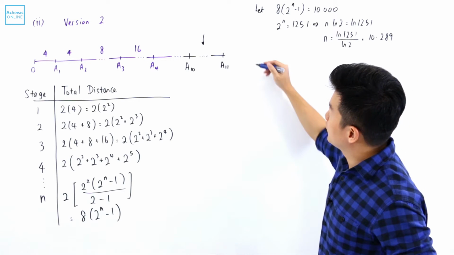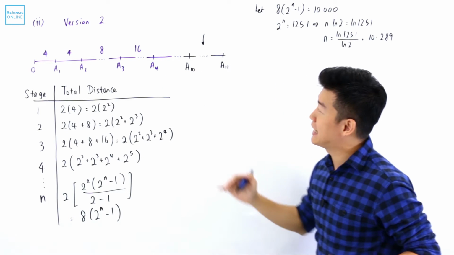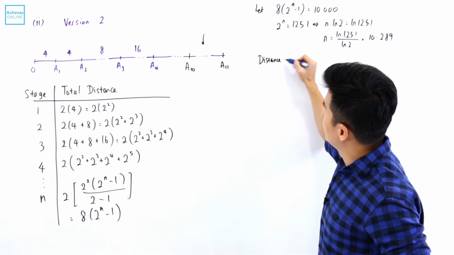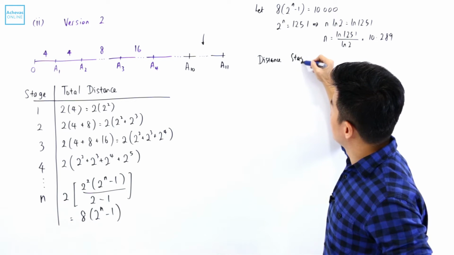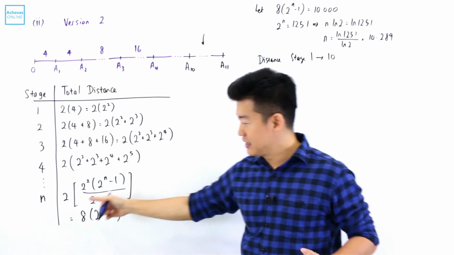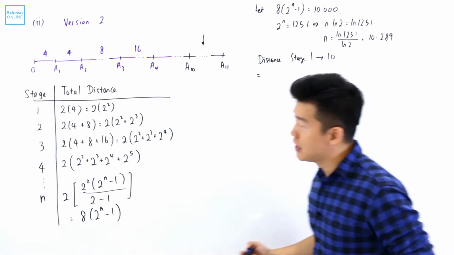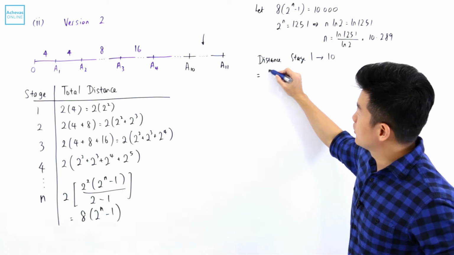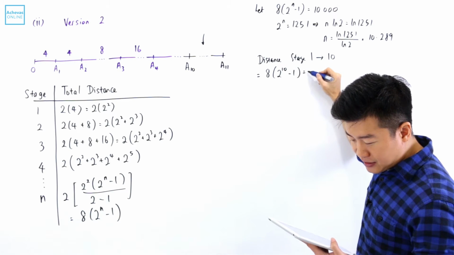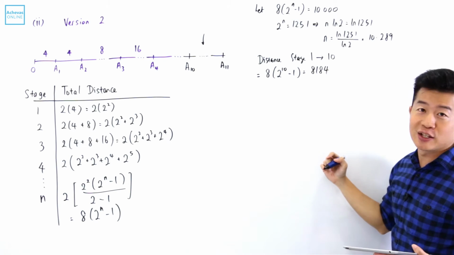Let's try to find out first how much distance he has covered from the beginning all the way until the 10th stage. So I'm going to find the total distance from stage 1 all the way until stage 10. And this distance I can easily find out by substituting n here by 10, because this is the total distance that is covered after the nth stage. So it is going to be 8 multiplied by 2 to the power of 10 minus 1, and this is equal to 8184. It is definitely less than 10,000.